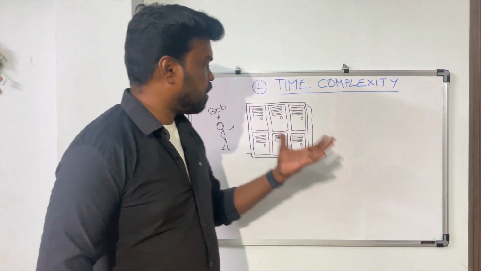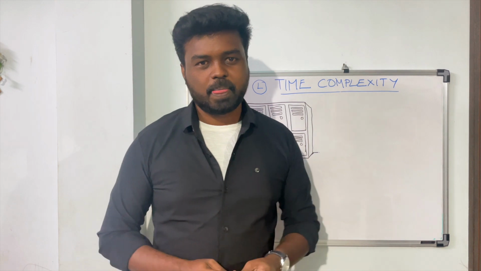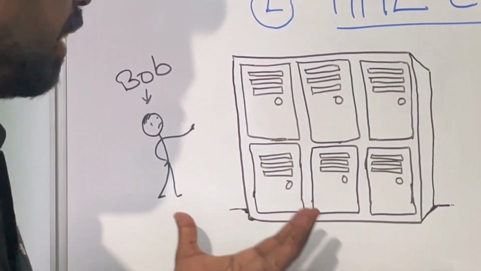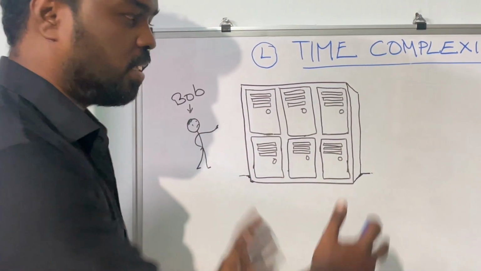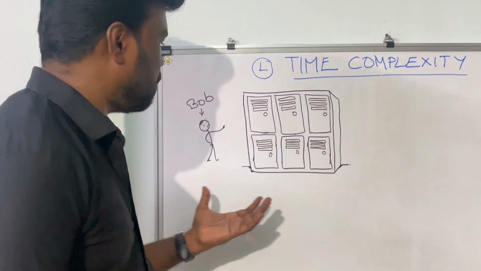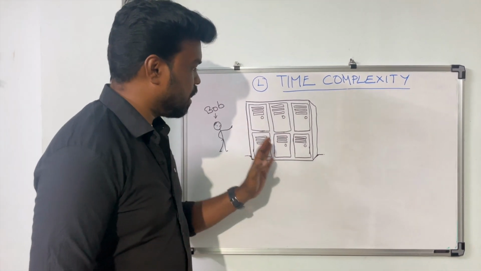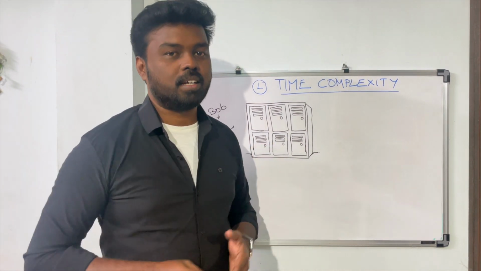Now, let's take a simple real world scenario and try to understand the concept of time complexity using that. Let's imagine Bob goes to the office every day, and one day Bob's manager asks him to get a file from the locker. There are a lot of lockers available in the office, and Bob doesn't know in which locker the file actually is. So Bob needs to go through each and every locker, and check whether the file he's looking for is in that locker.